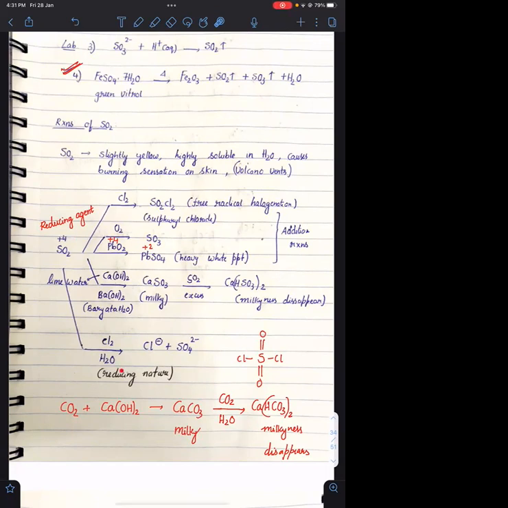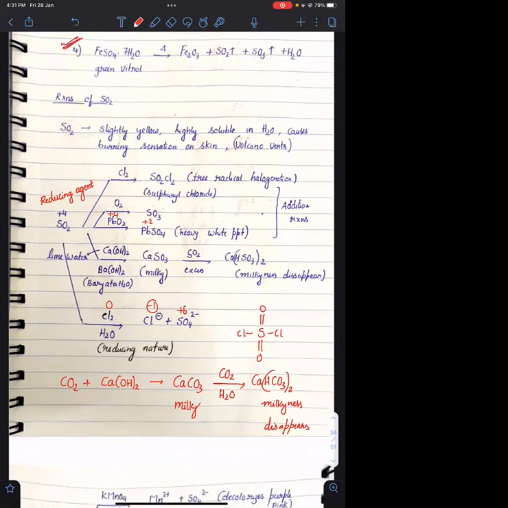SO2 with Cl2 in the presence of water. This being reducing, Cl2, here the oxidation state of chlorine is 0, so it is converting into -1 oxidation state. Sulfur is converting from +4 to +6. Any doubt, anyone? Any doubt? Okay.